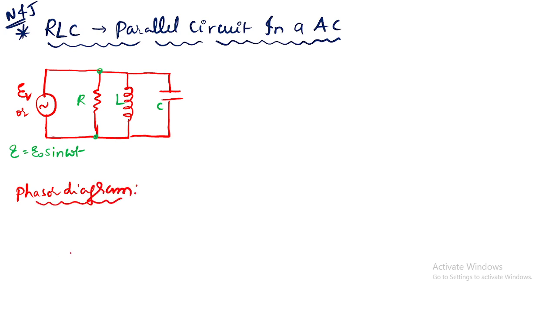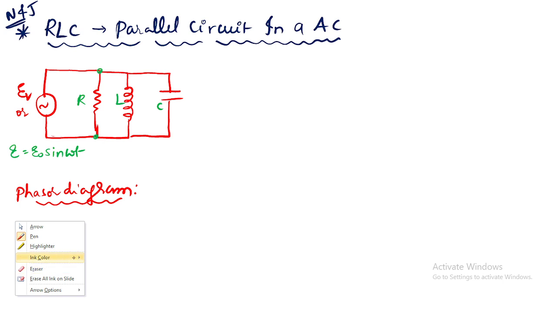What is the phasor diagram? Now what is the current? The current will lead or lag, like that it will come. First of all, in the resistance, who will lead, who will lag? Current will not lead and will not lag either. It is zero phase difference.